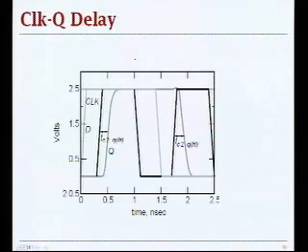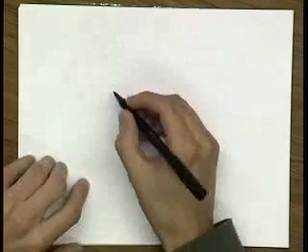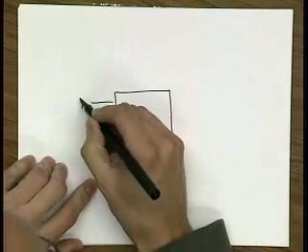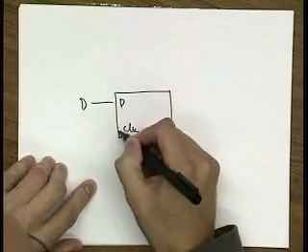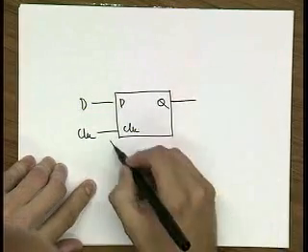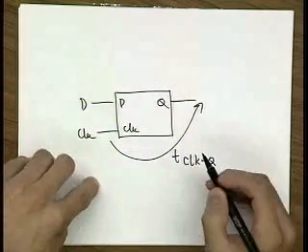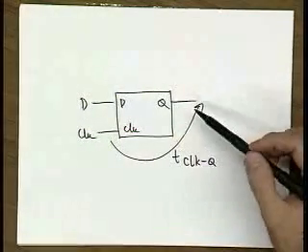Let me first analyze a little bit what happens with the clock-to-output delay of a latch, or a register for that matter. Let me just illustrate this quickly, and then we will go back to the slides. What we have is data, then clock, and then Q. What we want to characterize is how long it takes from the clock signal to the output of this latch.